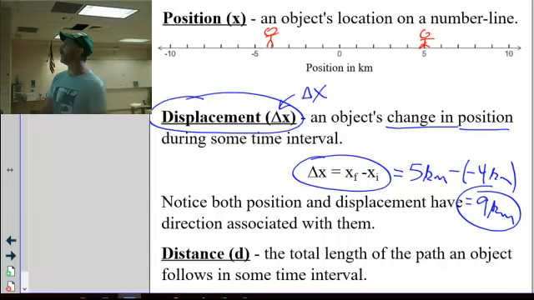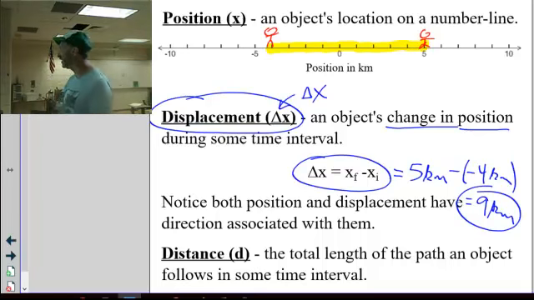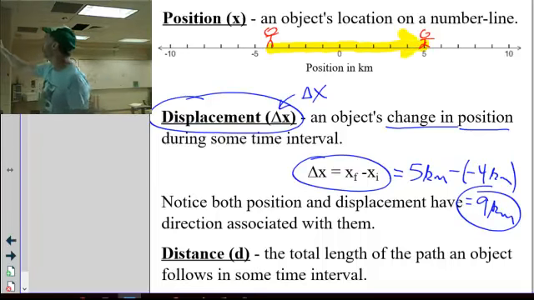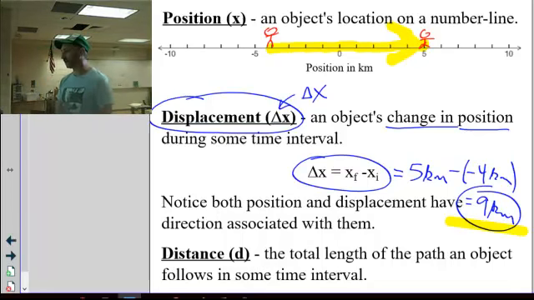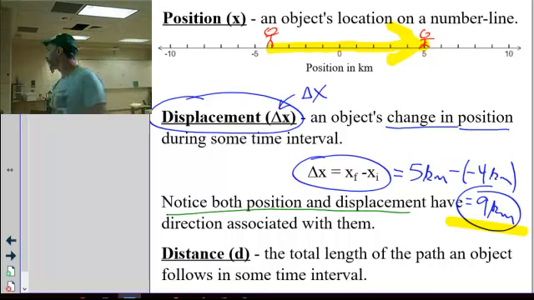In English, this is just measuring how far she went. She started here, and then she went 1, 2, 3, 4, 5, 6, 7, 8, 9 kilometers. And notice she went this way, which is why this is positive, and we'll come back to that in just a second. It says here, notice both position and displacement have direction associated with them. In the next slide, we're going to do an example that will illustrate this idea more clearly.